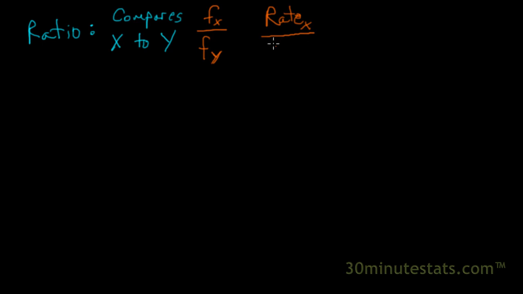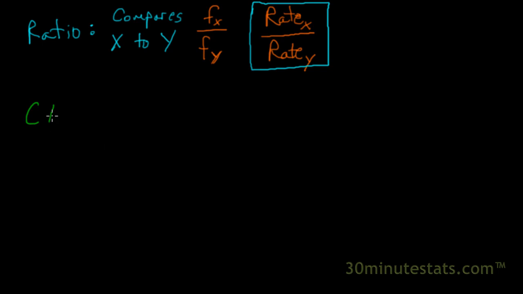And so you'll take the rate for group X and divide it by the rate for group Y, and that'll create the ratio that tells you how many times more or less likely group X is to have something happen than group Y. And so that's what we're going to use as our working definition here for a ratio. And so now we can compare.